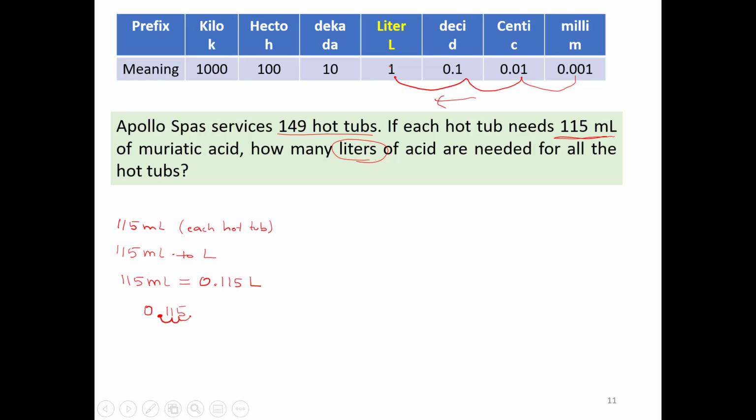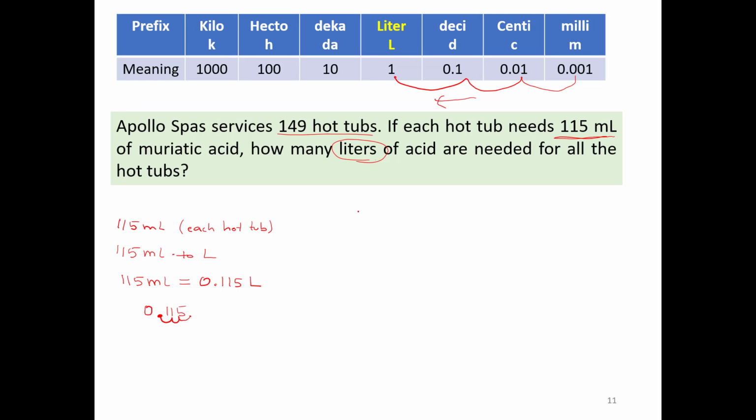Now, how can we get the total volume? If you know you need to multiply, just multiply to get the total volume. Just multiply 149 by the volume for each tub. Just go ahead and multiply. If you are confused whether you need to multiply or divide, you can also write a proportion. Just remember, when you write a proportion, the same thing you have on top, you need to write on the bottom.